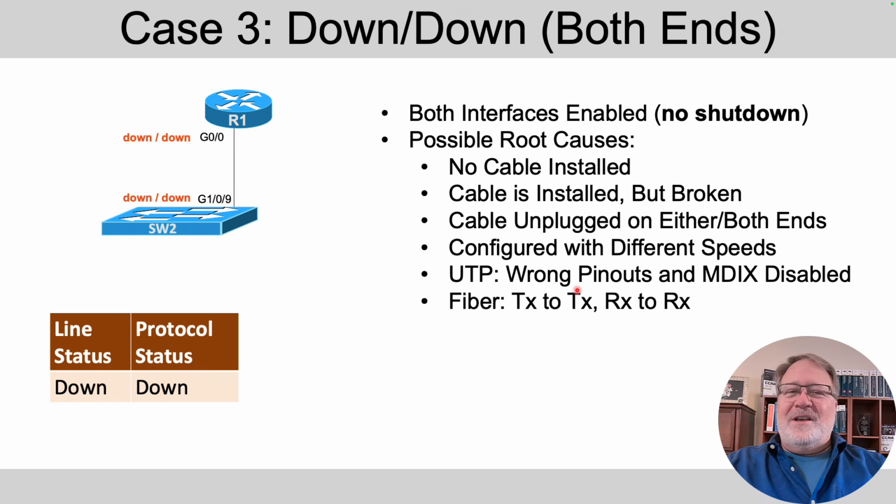You've used the wrong cable pinouts for a UTP cable and the switch is not correcting for that with auto MDIX. If it's fiber, you've got transmit connected to transmit, receive connected to receive. That won't work. So anything you can imagine that could go wrong with the physical installation of the cable will lead to a down state, assuming you've got no shutdown configured. Once again, if you've got shutdown configured, you'll land in an admin down state there.